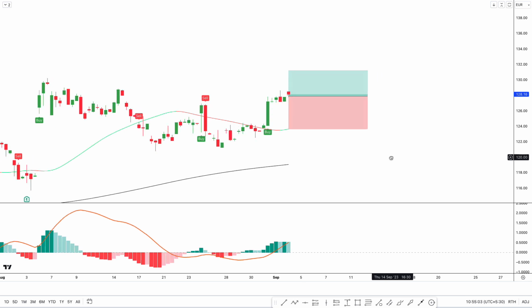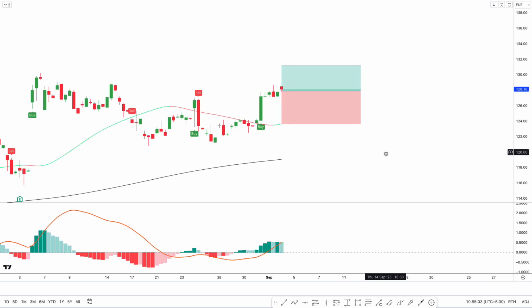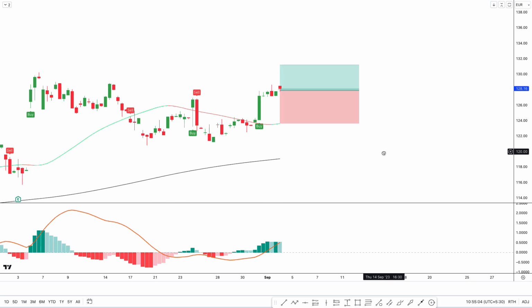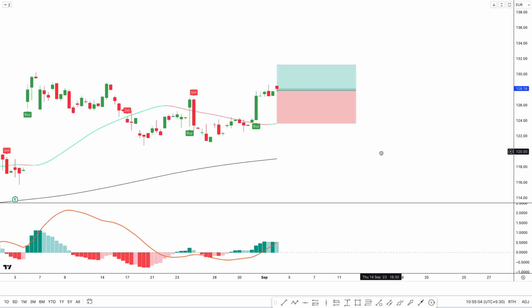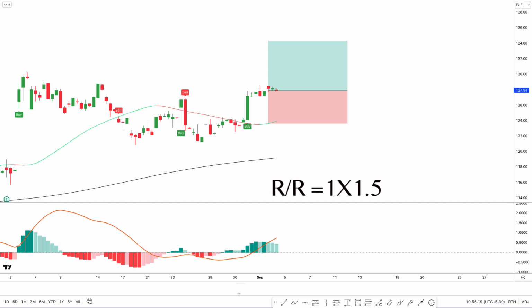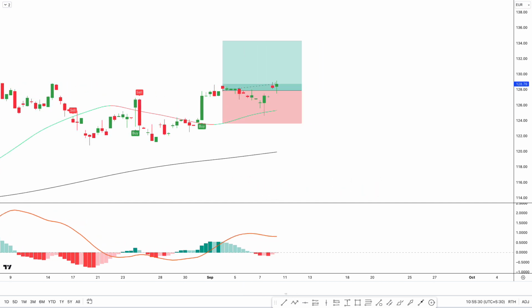After all those conditions are met, we're going to enter a long position on the open of the very next candle. We're going to set our stop loss below the most recent swing low. For the take profit, we're going to set it at 1.5 times the risk to reward. We let this trade run and take profit.